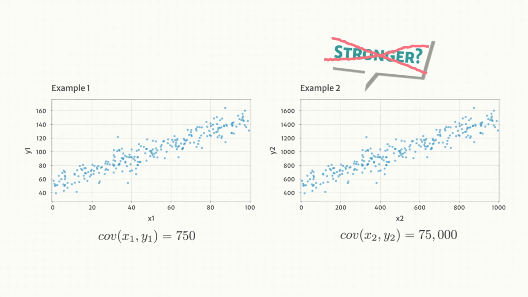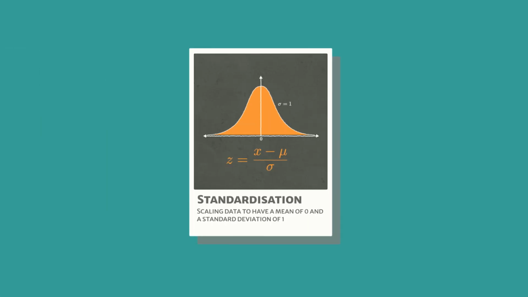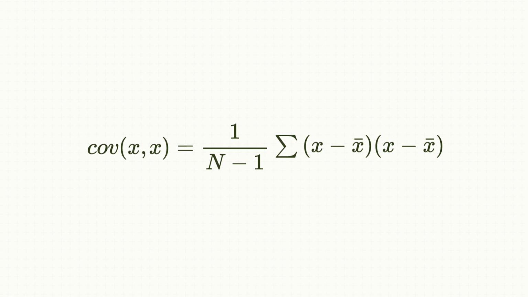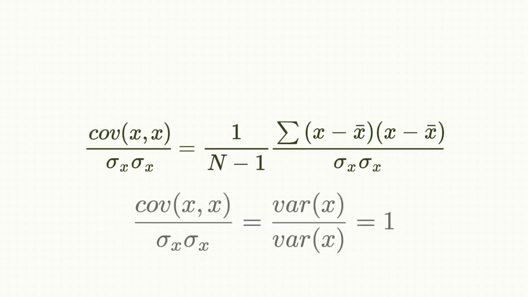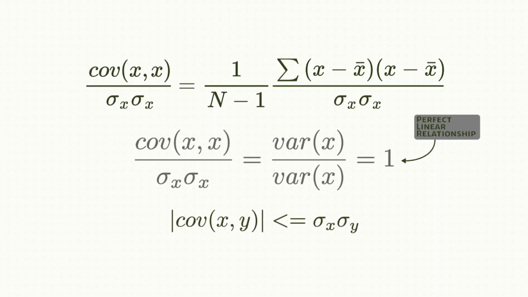This means that the scale of the covariance can increase even if the relationship isn't stronger, especially if the variables have a larger spread. And that's where standardization comes to the rescue. Let's replace y with the variable x in the equation of the covariance. Does this look familiar? Yes, because that's the variance. And if we divide this by the variance, we get 1. 1 indicates a perfect linear relationship, since we are comparing x to itself. And this means that the maximum absolute bound of the covariance of x and y is simply determined by the product of their standard deviations.